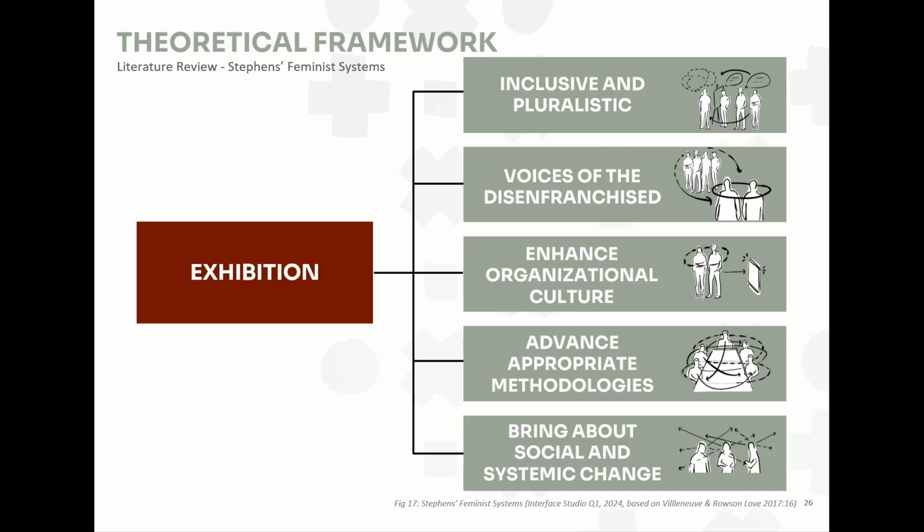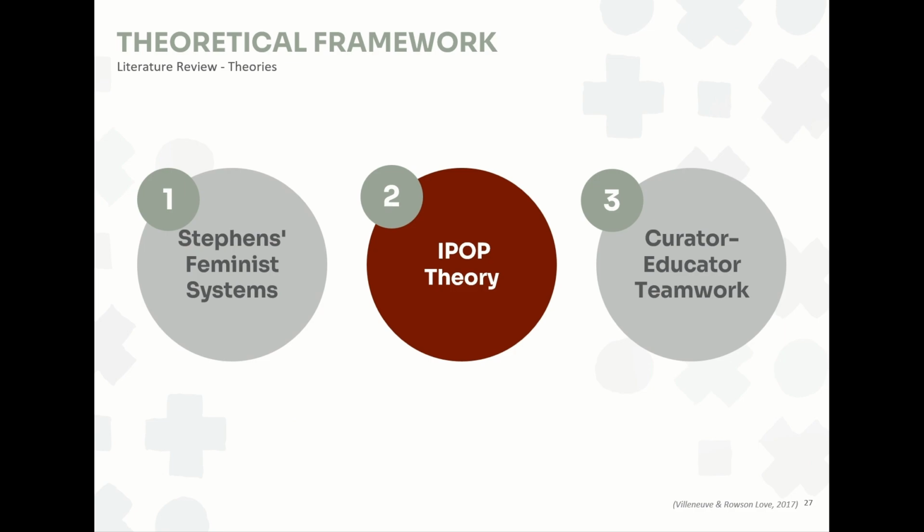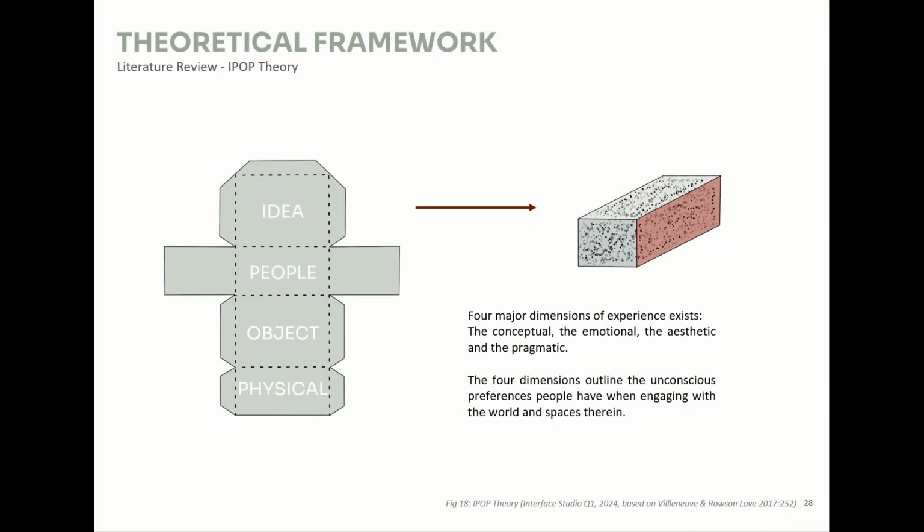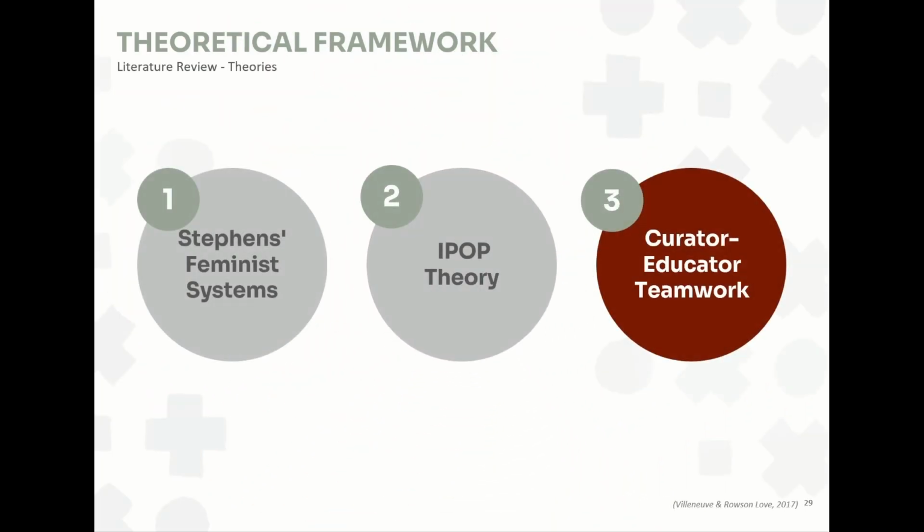The second theory we identified in the literature review was the IPOP theory. The IPOP theory is derived from an experiment based on the theory of preferences. This theory outlines 4 major dimensions of experience: the conceptual as the idea, the emotional as people, the aesthetic as object, and the pragmatic as the physical. The 4 dimensions outline the unconscious preferences people have when engaging with the world and the spaces therein. The final theory we consulted is the curator-educator teamwork principles.